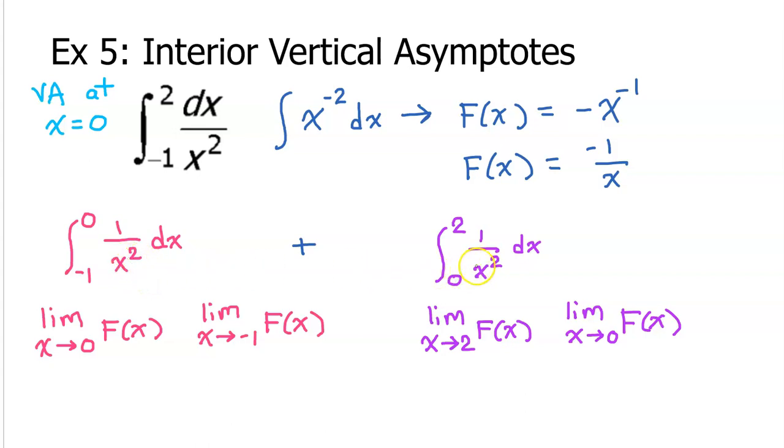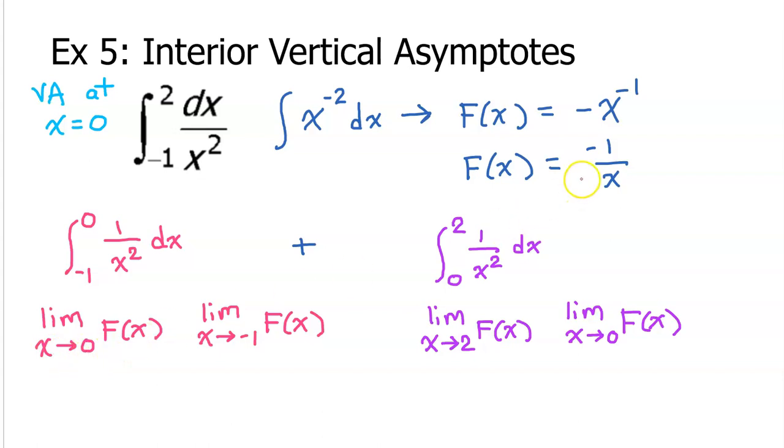Because we have two separate integrals, we potentially have to find 3 different limits. I'm saying 3 and not 4 because the limit as x approaches 0 is repeated. Let's take them one at a time.